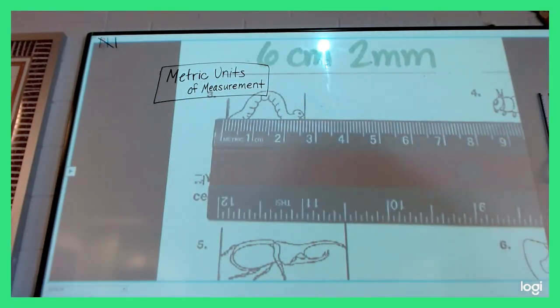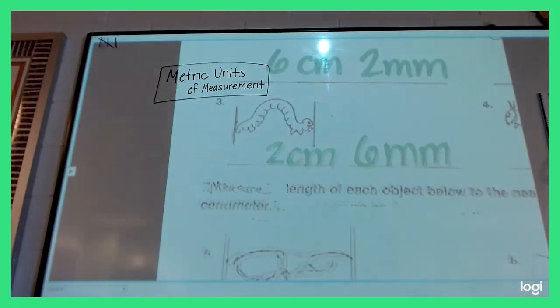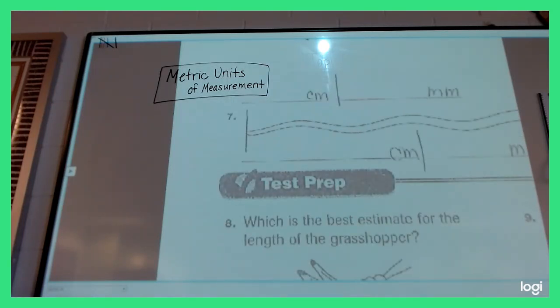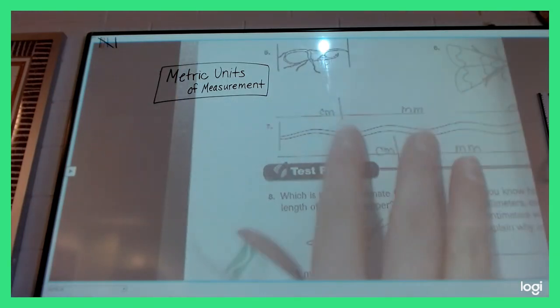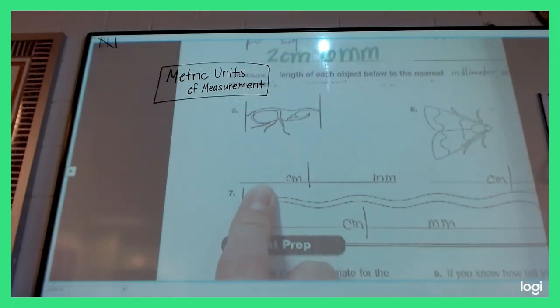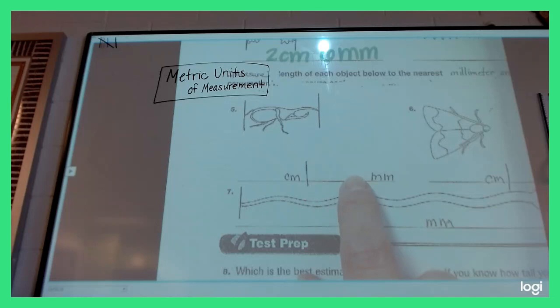Okay, whoops. So let's move down to the next section. I will let you find the length of that last critter on your own. The next section is a little bit different. This time, we still have things to measure. However, this time, they want us first to measure it in only centimeters, and then measure it in only millimeters.